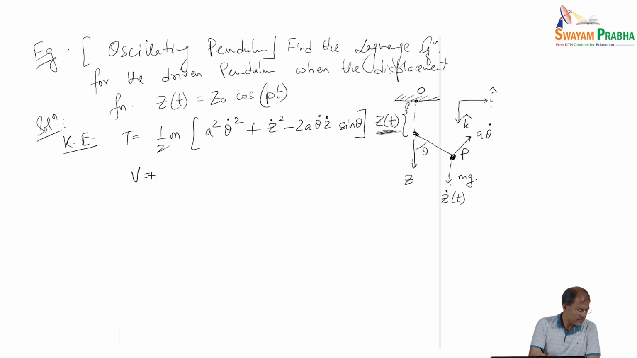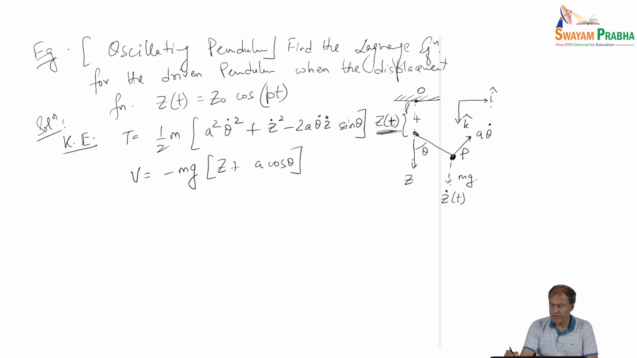And then my potential energy V is minus mg times (z plus a cos theta). So that is my potential energy. Why? Because the vertical distance is z of t, plus the distance which is downward subtended by the pendulum, which is a cos theta. So I put a minus sign because the distance is below the base, which is 0. The base is the point of fixed support.